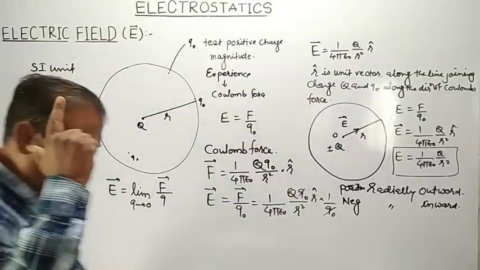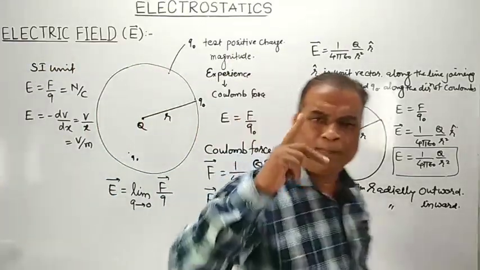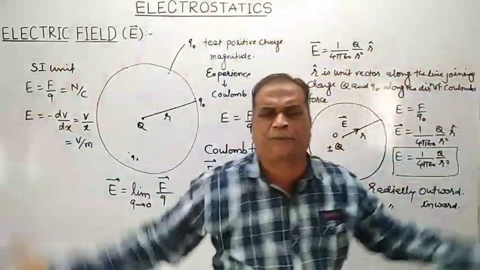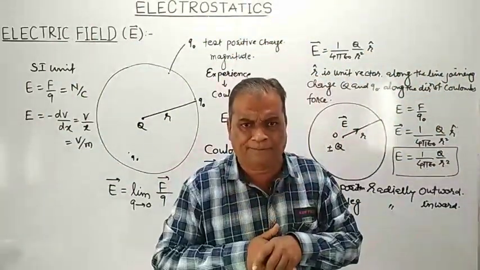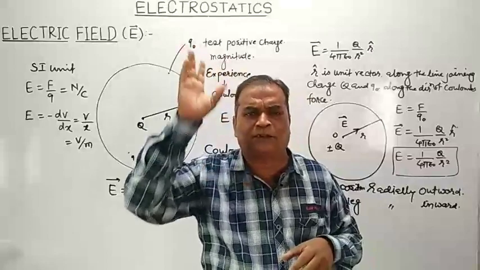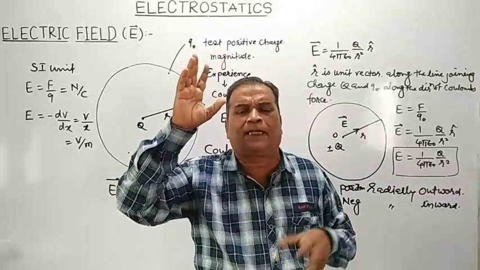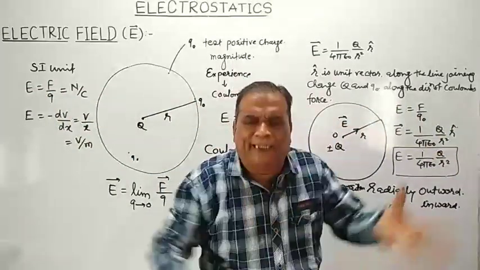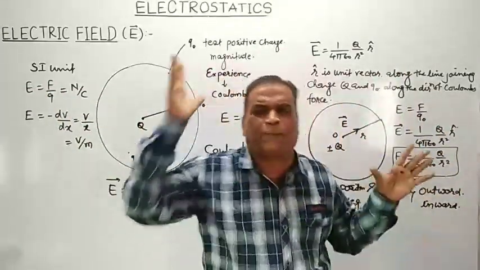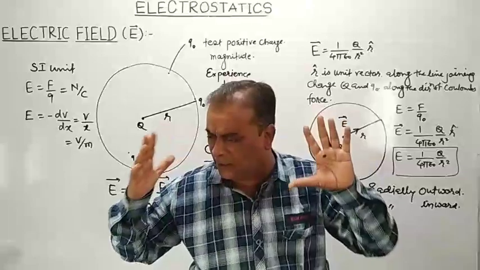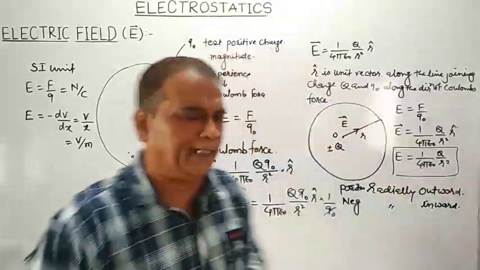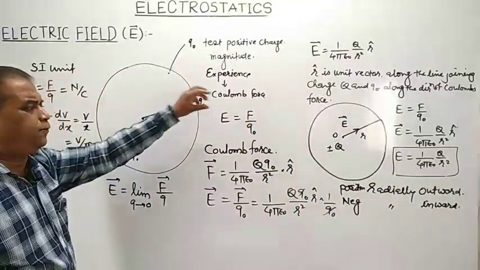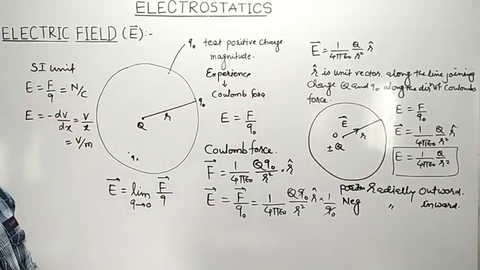In short, in 2 or 3 lines we can define: every charge produces a spherical region to its surrounding, in which when a test positive charge is brought, that test positive charge will experience a Coulomb force. That spherical region in which a test positive charge will experience a Coulomb force is called an electric field. Mathematically, it is a force per unit charge.